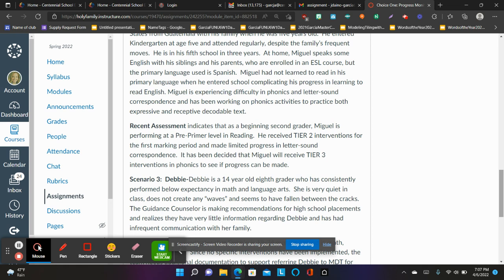Miguel's recent assessment indicates that as a beginning second grader, Miguel is performing at a pre-primer level in reading. He received Tier 2 interventions for the first marking period and made limited progress in letter sound correspondence. It has been decided that Miguel will receive Tier 3 interventions in phonics to see if progress can be made.